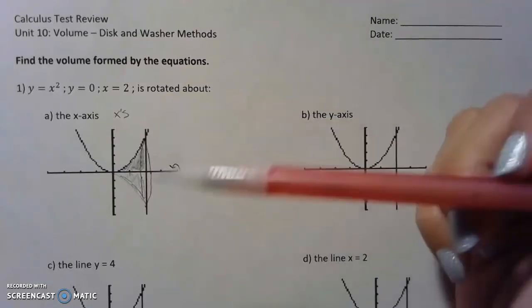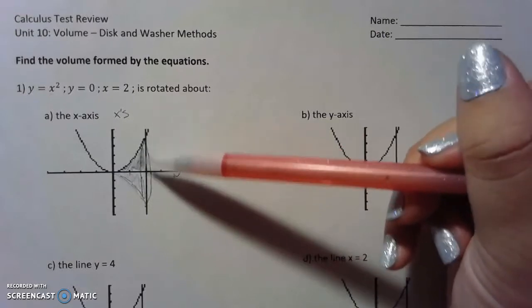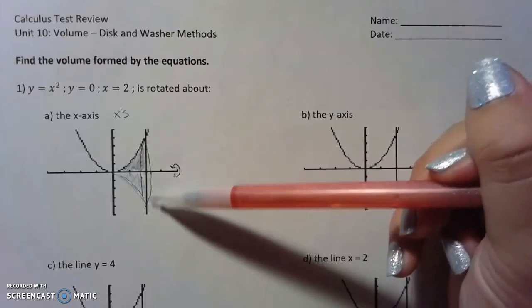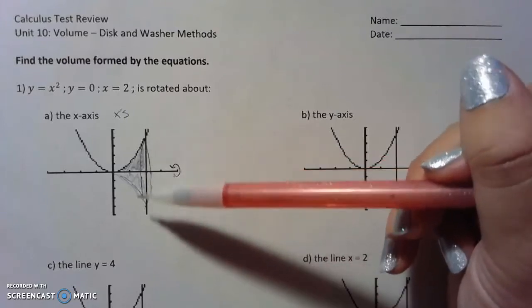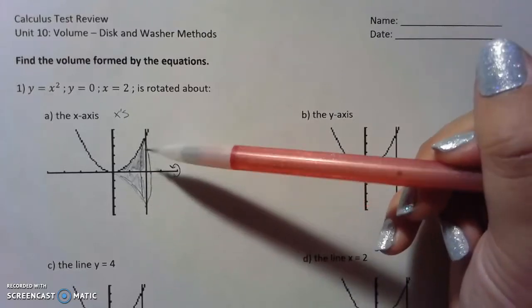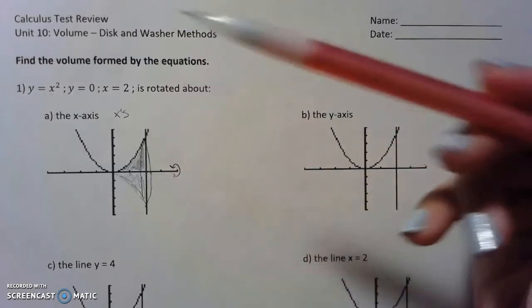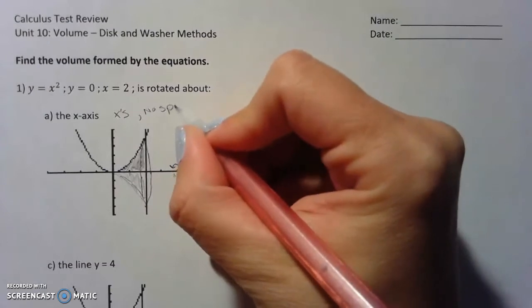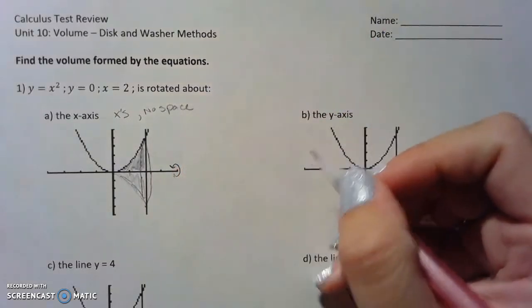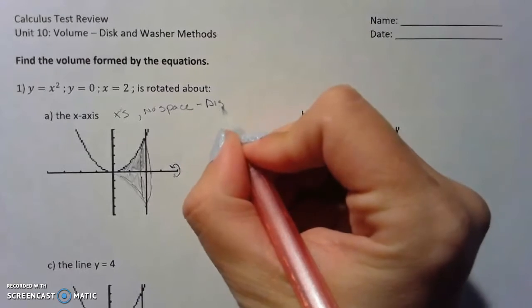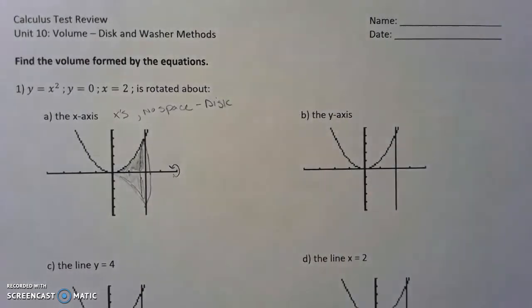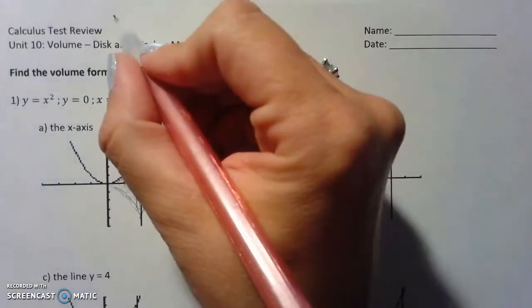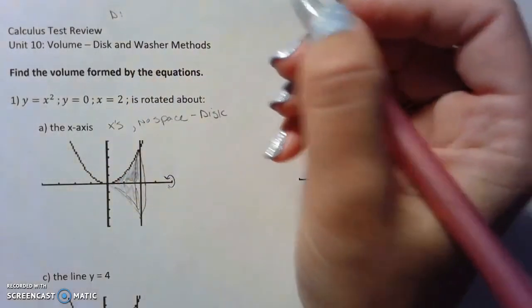The way we know is this is a completely solid object. There are no openings, no spaces, no gaps anywhere when I revolve this. Because there is no space, that's how I know we are going to be using the disk method.